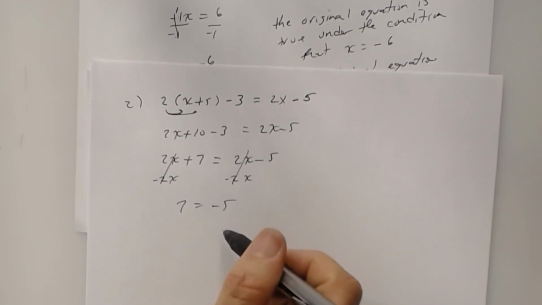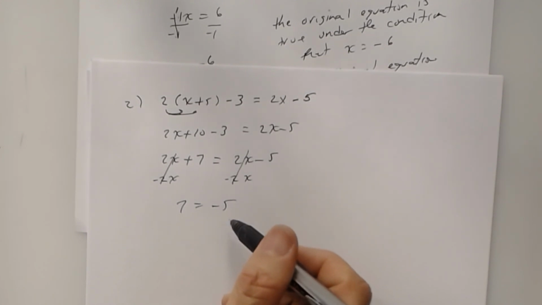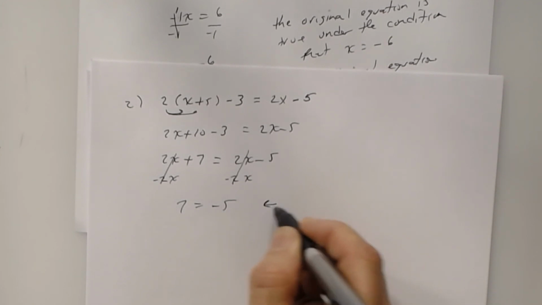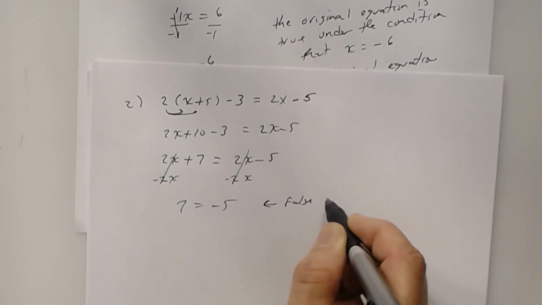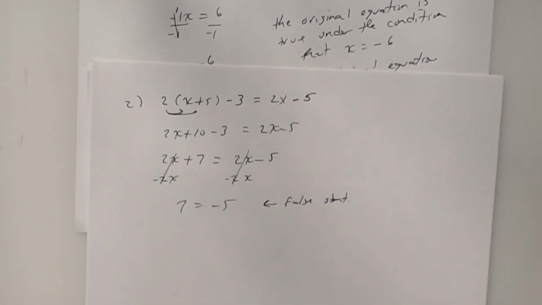So now look at that statement. Is that a true or false statement? That's a false statement. So what that means is that original equation will never have a solution. There are no solutions.